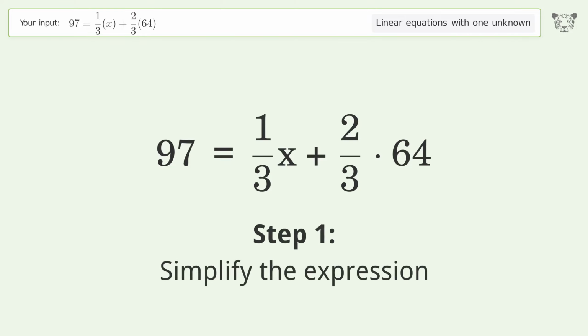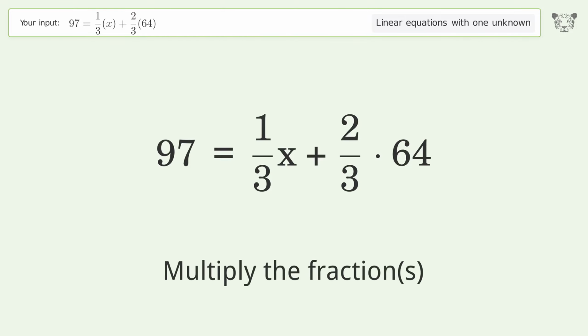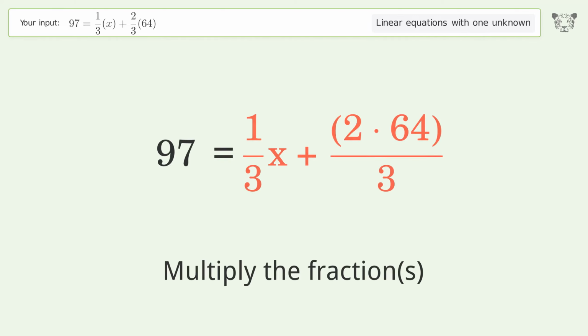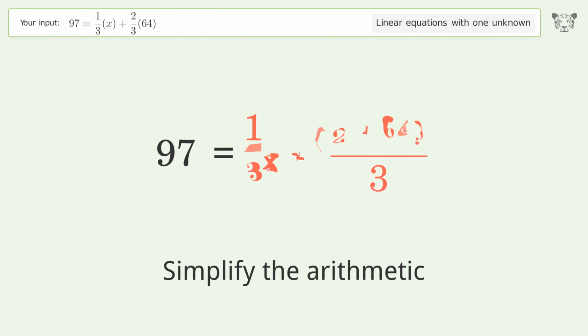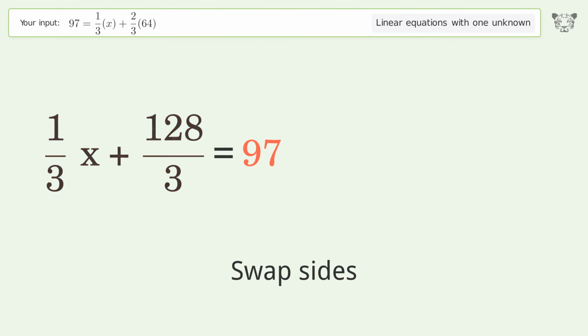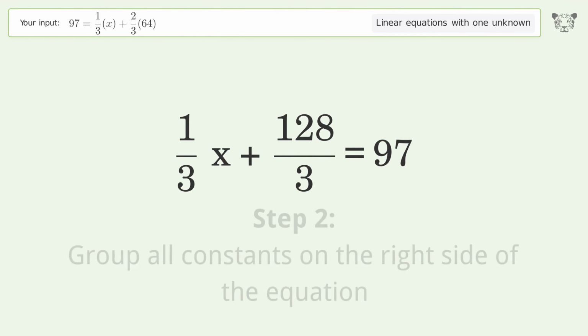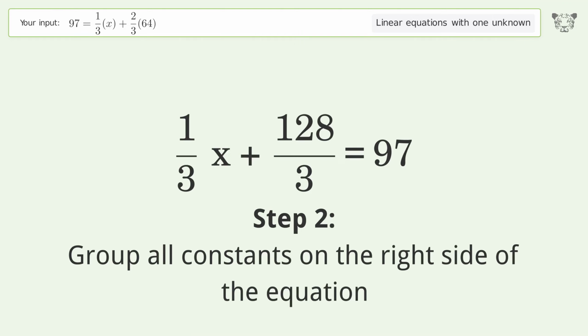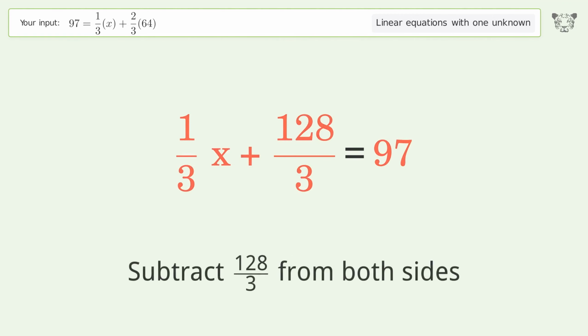Simplify the expression. Multiply the fractions. Simplify the arithmetic. Swap sides. Group all constants on the right side of the equation. Subtract 128/3 from both sides.